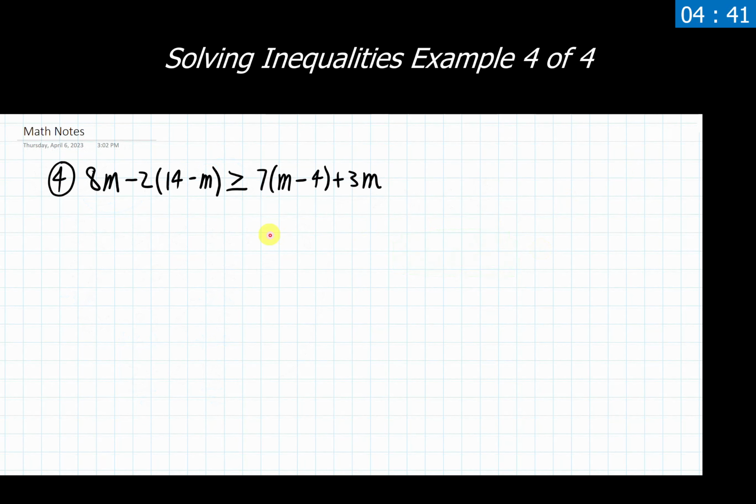And this brings us to our fourth and final example that we have for solving inequalities algebraically. We're given 8m minus 2 times the quantity 4 minus m is greater than or equal to 7 times the quantity m minus 4, and it has plus 3m added to that at the very end. So again, like I've done with my previous problems, I'm going to simplify each side of this inequality before I start adding, subtracting, multiplying, and dividing to both sides.